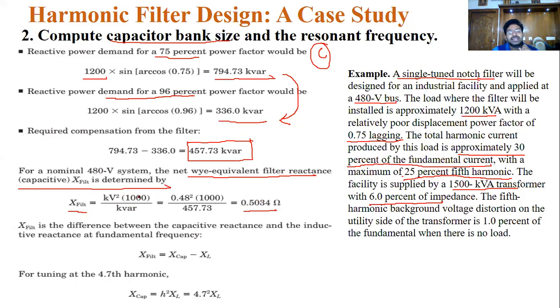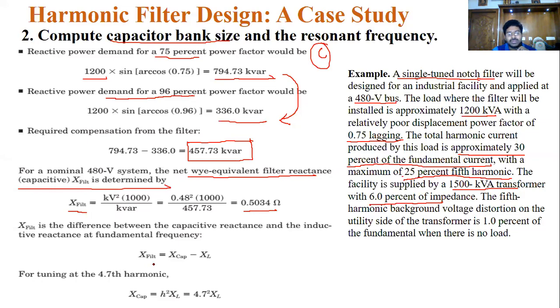So what is the rating of the capacitor? What is the bus voltage here? 480 volts, divided by the kVA requirement, 457. Then you get the impedance value, the inductance value: 0.5034 ohms. You get that value. So this is the capacitive reactance value.